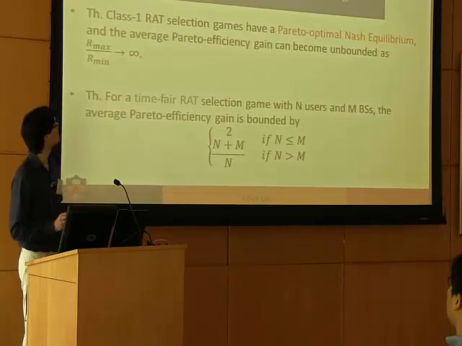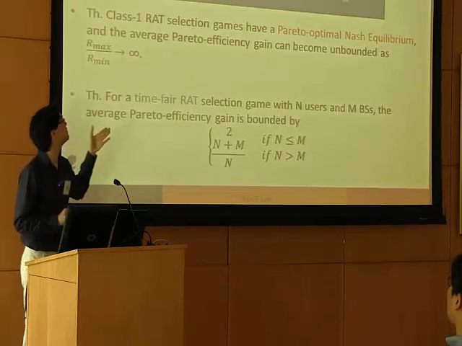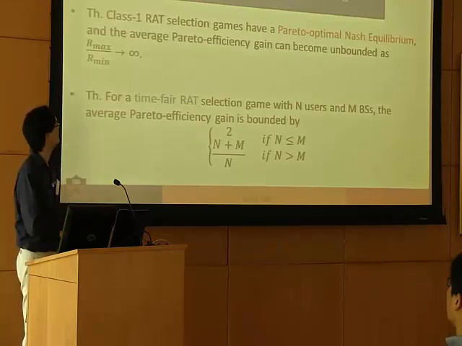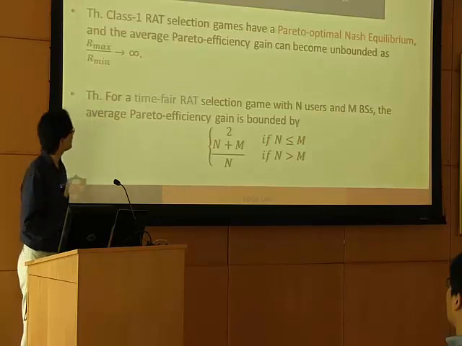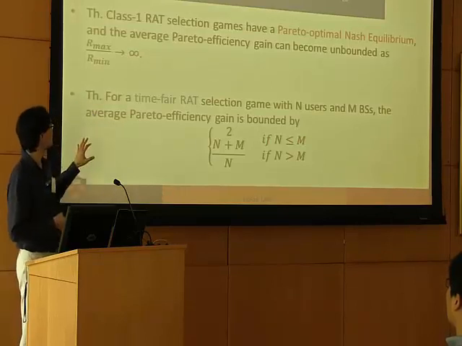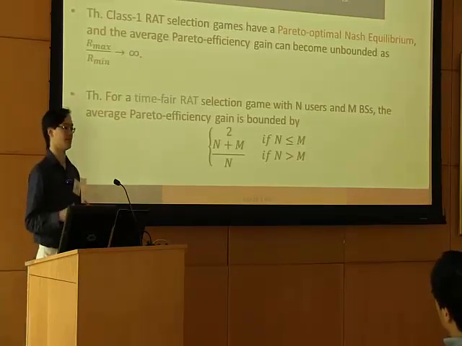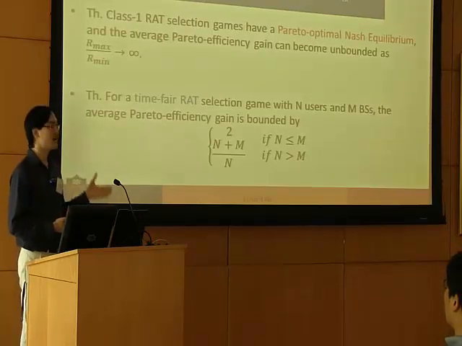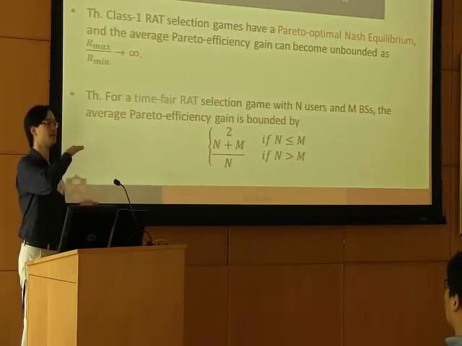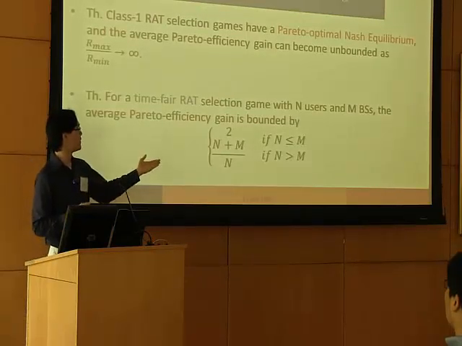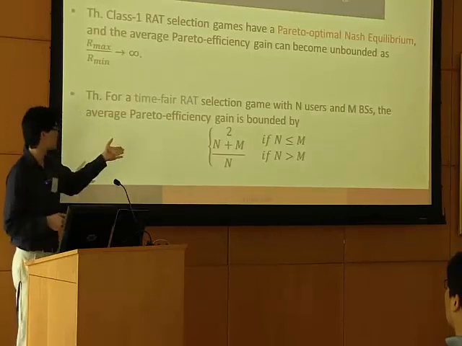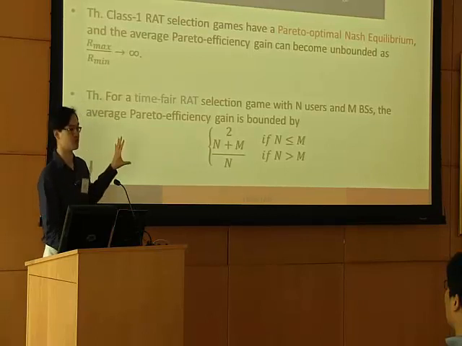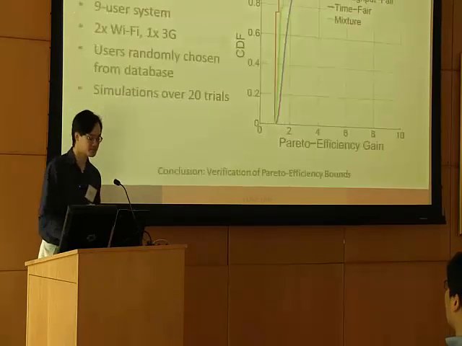However, we've also been able to see that the average Pareto efficiency gain can become unbounded as the ratio of maximum to minimum physical layer rates goes to infinity. Unfortunately, we don't have a similar result for class 2 RATs, but we have some results for specific types of class 2. For example, time fair, where if we have n users and m base stations, then we can actually bound this gap between centralized and distributed by 2 if there are more base stations than users, or this quantity m plus m divided by n if there are more users than base stations. And we'll show you some results to verify these on the next slide.